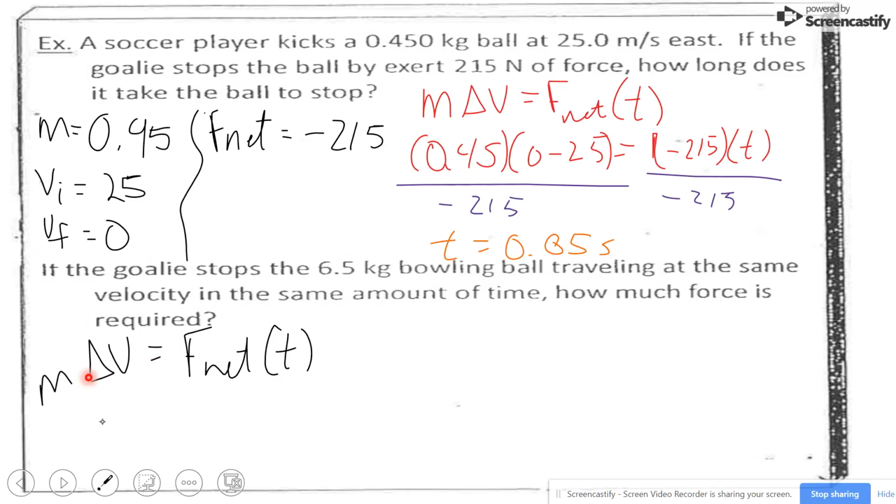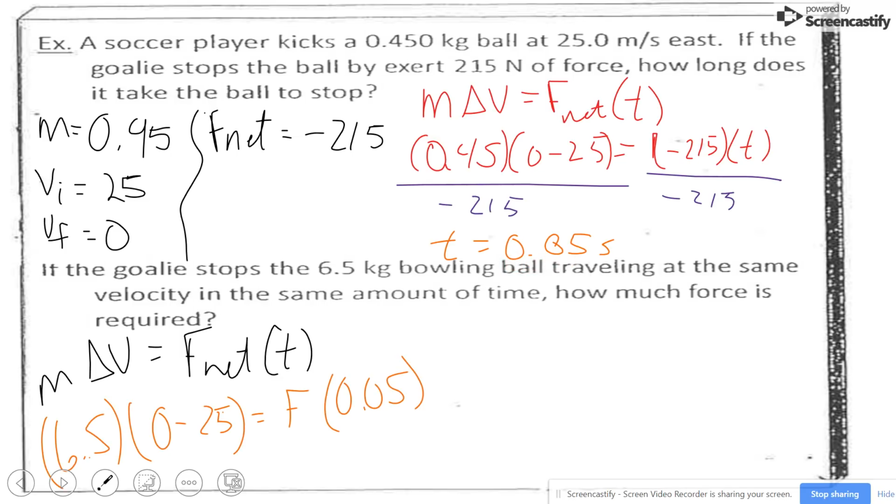Our change in velocity should still be the negative 25 or 0 minus 25. Our net force is what we are going to be looking for. And then our time is going to be the 0.05 seconds. So if we plug in our numbers, this is what our equation now looks like. We're going to solve for F. So we should divide both sides by the 0.05.